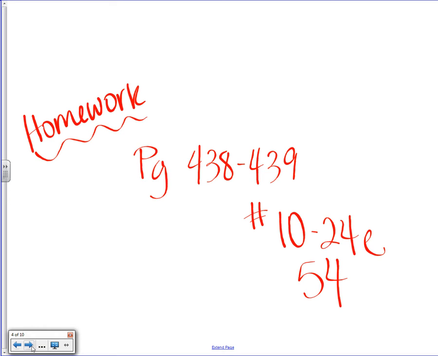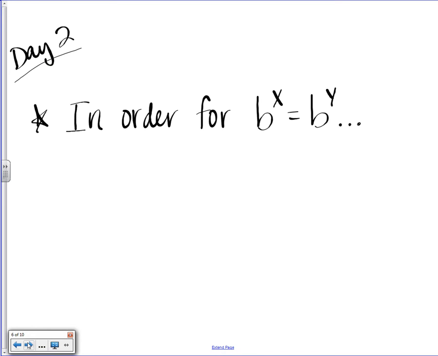All right, let's move into our notes for today. Remember, as we go through this, you can pause, replay, and re-listen to this as much as you might need. Okay, so we're on day 2 here of logarithmic functions. So I'm going to start with this statement.